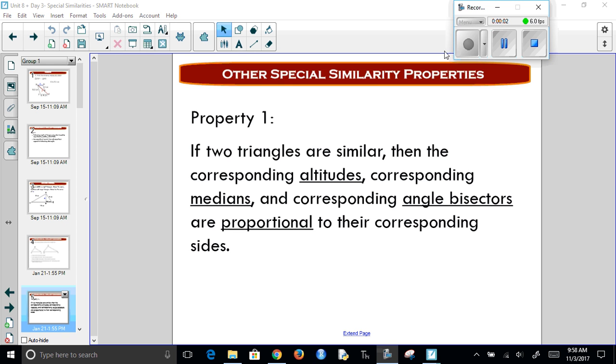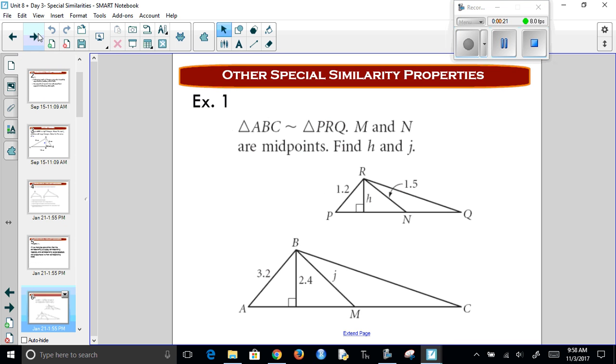Hello, today we're going to look at a couple properties with similarity. The first one is if two triangles are similar, then their altitudes, medians, angle bisectors, and pretty much everything that's one-dimensional will also be proportional as well. And it'll use the same scale factor as the sides.